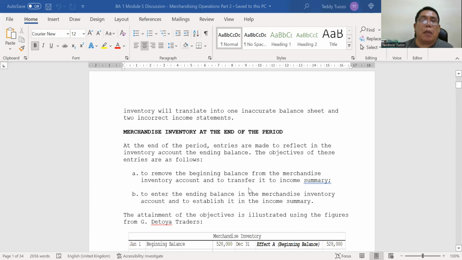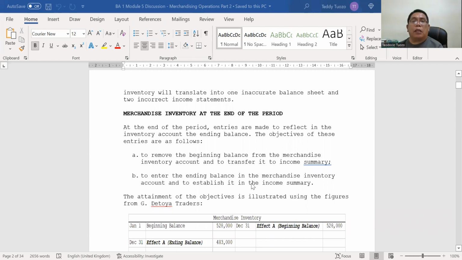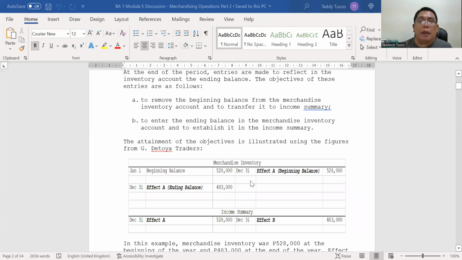For merchandise inventory at the end of the period, entries are made to reflect the inventory account, of course, to replace the merchandise inventory amount that is reflected in the trial balance. The objectives of these entries are as follows: to remove the beginning balance of the merchandise inventory account and transfer it to the income summary account, of course, because you have to close this at the end of the accounting period, and to enter the ending inventory in the merchandise inventory account and establish it in the income summary.